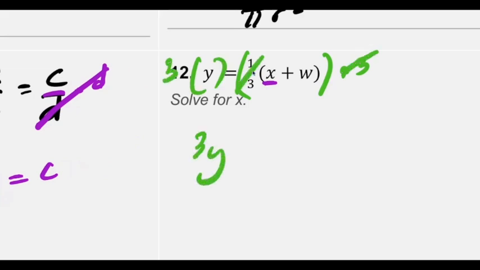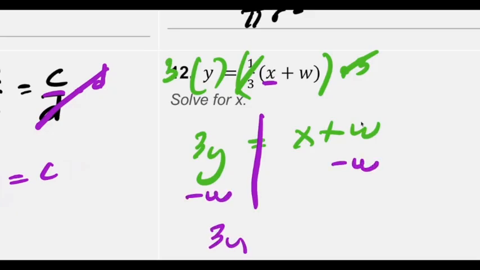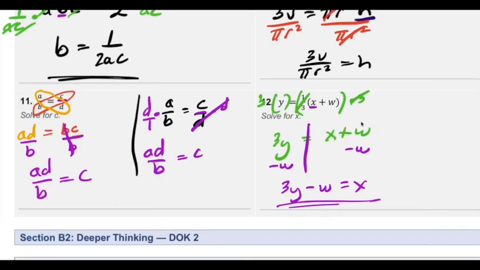I get 3y equals x plus w, sorry. And then solve for x. So get rid of that w. That's minus w from both sides. So I get 3y minus w equals x. And there we go. Let's move on.